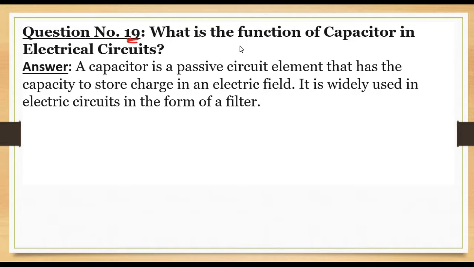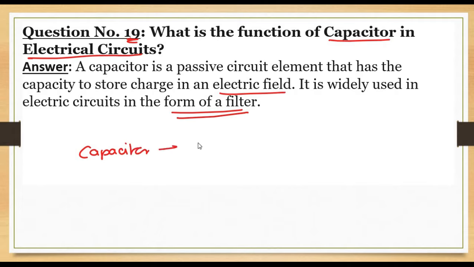Question number 19 is, what is the function of capacitor in electrical circuits? Previously we have seen what a capacitor means. A capacitor is a passive circuit element that has the capacity to store charge in the form of electric field, and it is widely used in electrical circuits in the form of filters. So the main function or purpose of a capacitor is, it is used as a filter in electrical circuits.